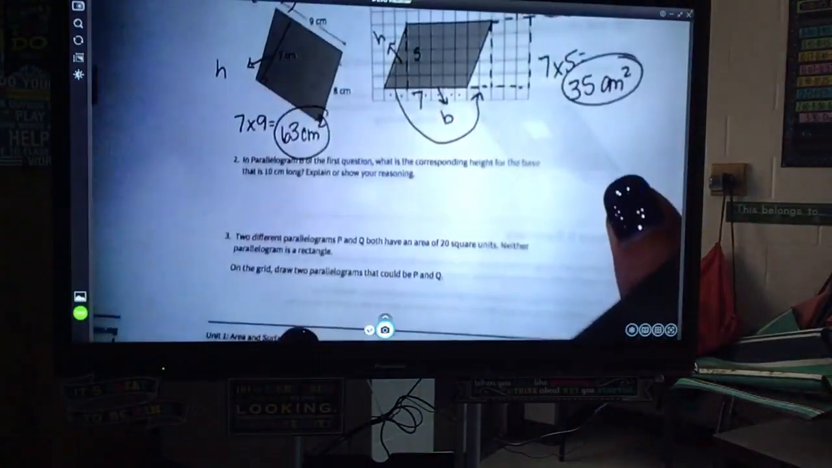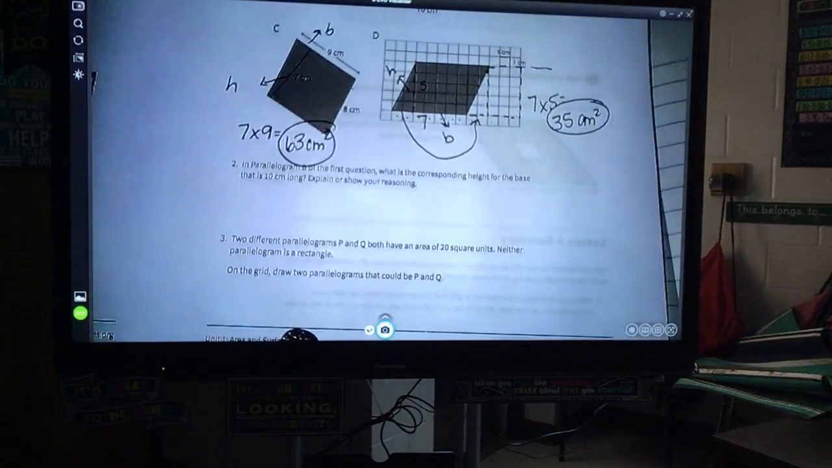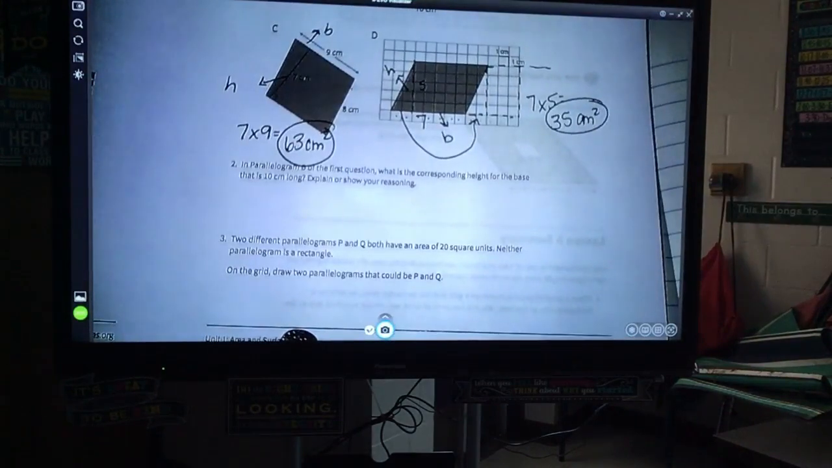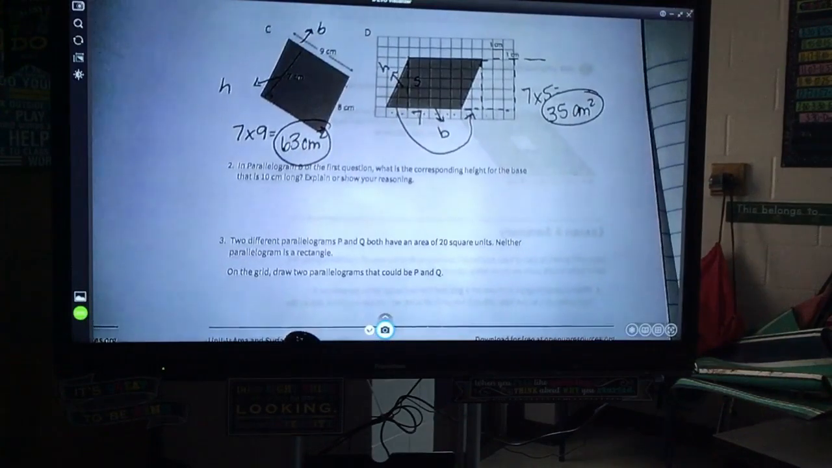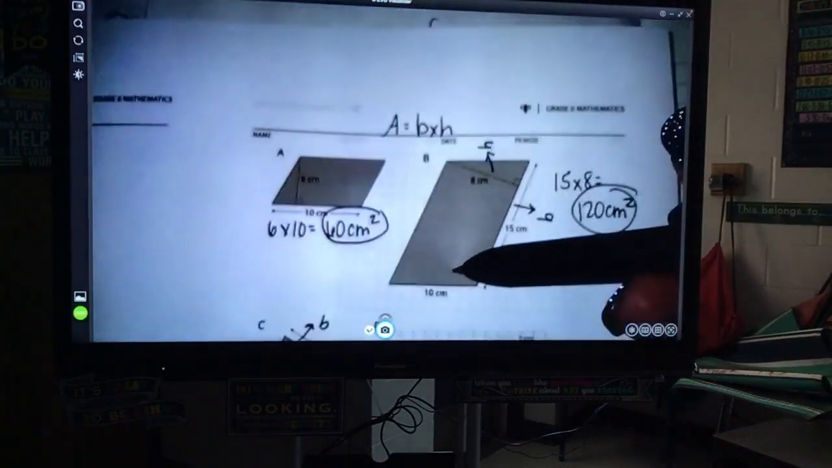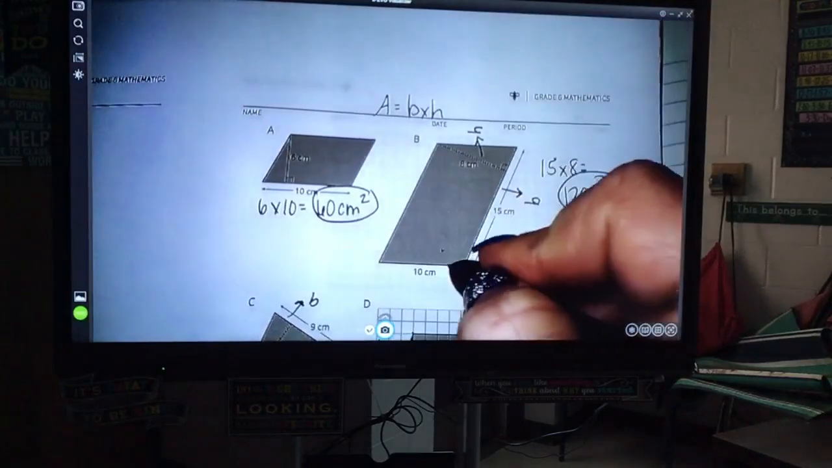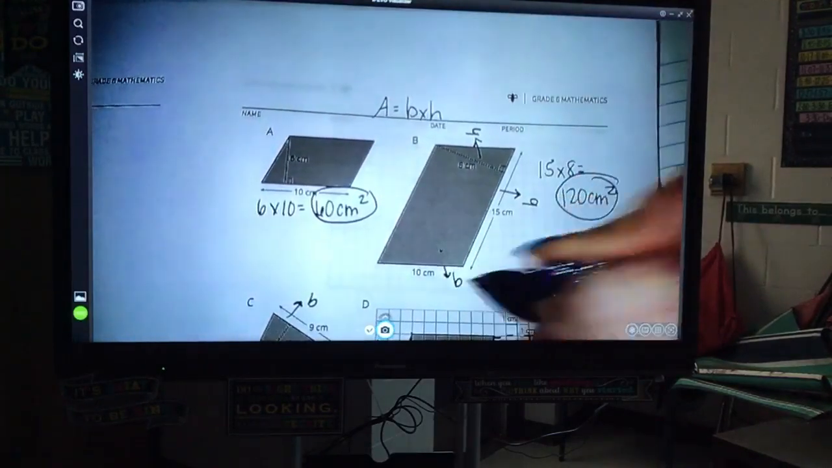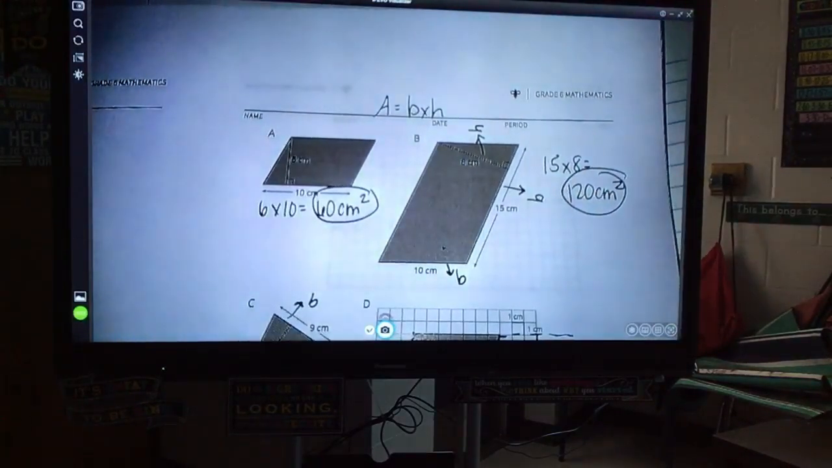All right, number 2. It says in parallelogram B of the first question, what is the corresponding height for the base that is 10 centimeters long? So now we're looking back up here. So if they're saying that this is now the base, what is my height? Think about it a little bit.